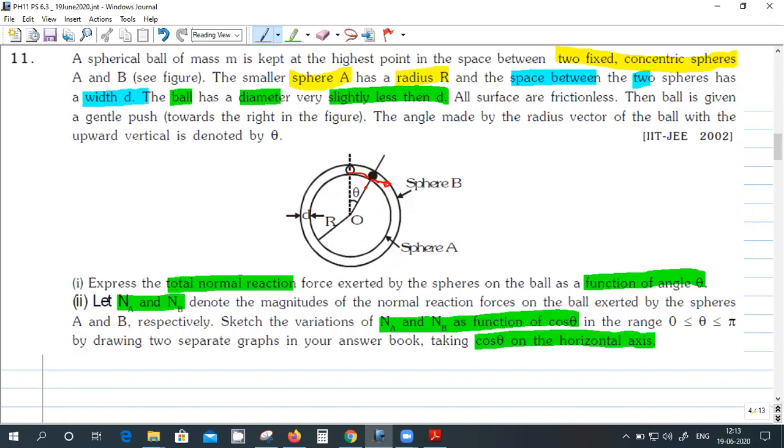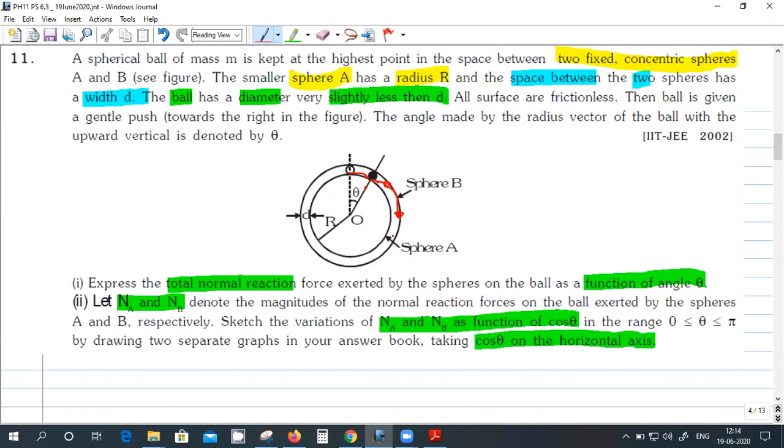Once it hits this one, it will lose contact with this inner sphere. So it will touch the outer sphere and move like this. So until this point, the normal reaction on the sphere B will be zero. And after this point, the normal reaction on the inner sphere will be zero.